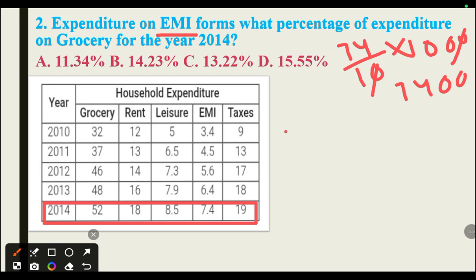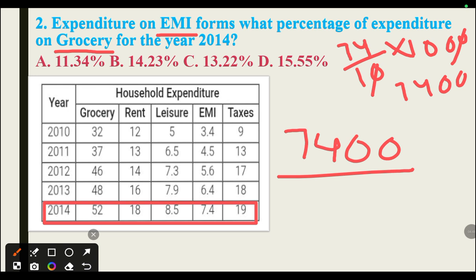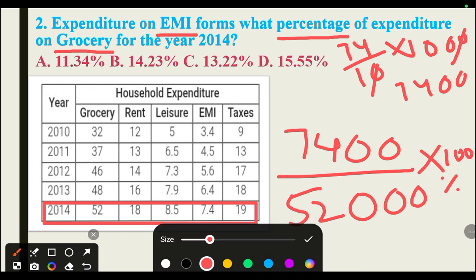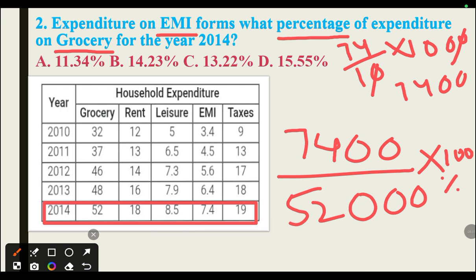So the 7.4 I'm writing as 7,400 divided by the grocery expenditure. They are asking: this 7,400 is what percentage of 52,000, that is 52 thousand. But as they are asking for the percentage, definitely we have to multiply with 100, then only we will get the percentage. Now let us cancel here. Two zeros and these two zeros get cancelled, and one zero also gets cancelled.